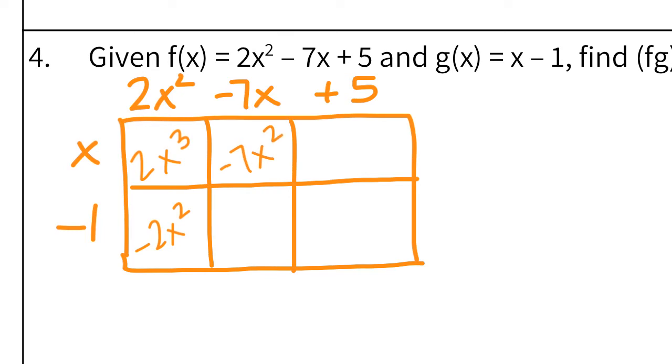And then right below that, I have negative 7x times negative 1. Negative times a negative gives me positive. So this would be plus 7x. And last column, 5 times x gives me 5x. And 5 times negative 1 gives me negative 5.